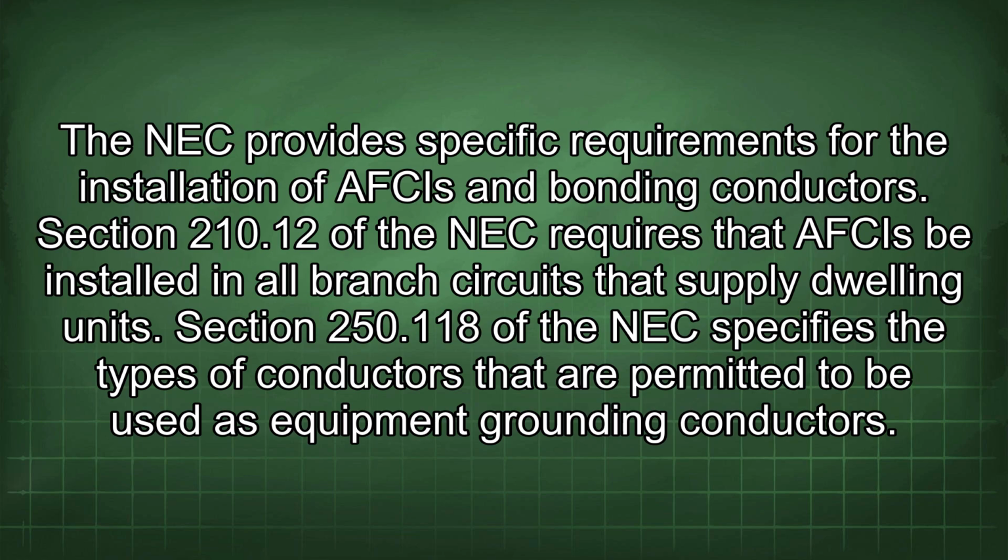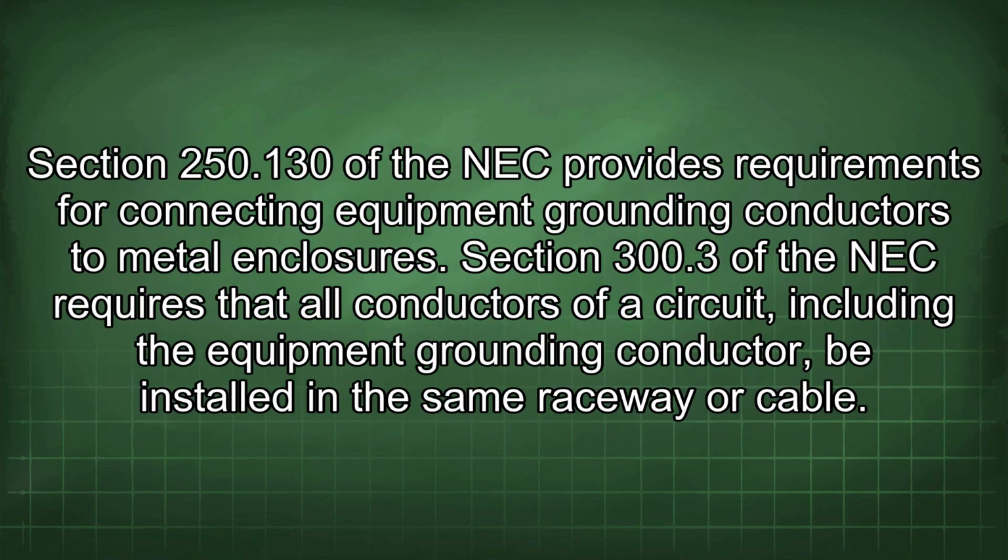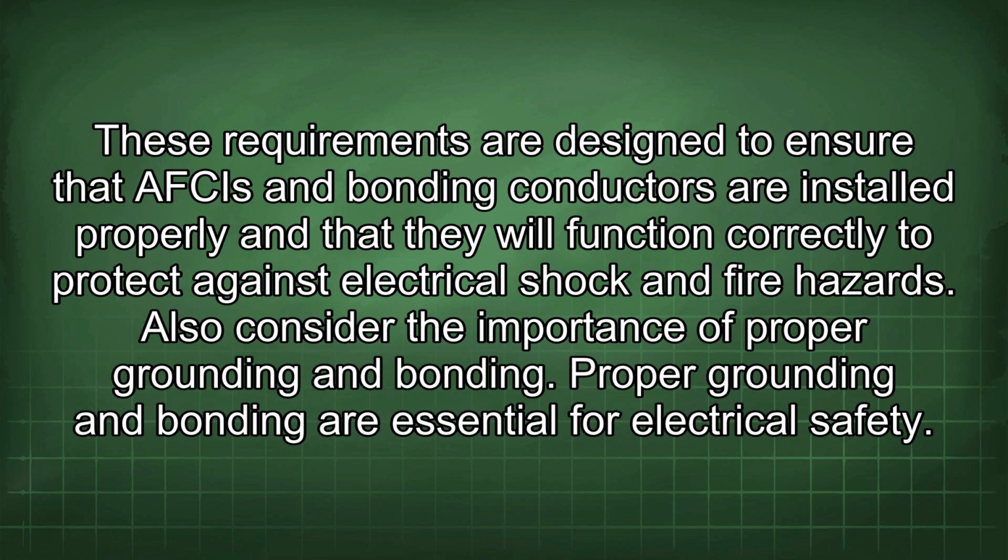Section 250.118 of the NEC specifies the types of conductors that are permitted to be used as equipment grounding conductors. Section 250.130 of the NEC provides requirements for connecting equipment grounding conductors to metal enclosures. Section 300.3 of the NEC requires that all conductors of a circuit, including the equipment grounding conductor, be installed in the same raceway or cable. These requirements are designed to ensure that AFCIs and bonding conductors are installed properly and that they will function correctly to protect against electrical shock and fire hazards.